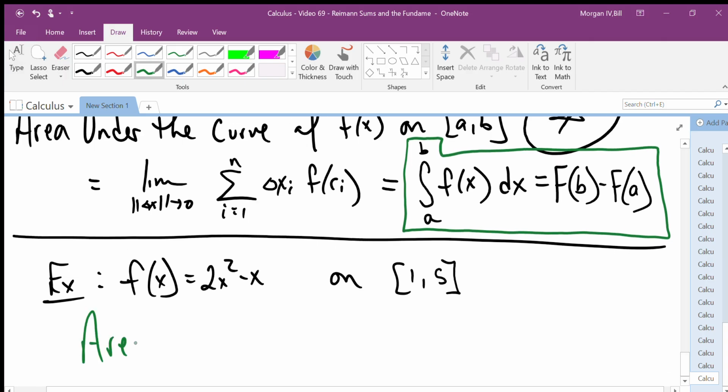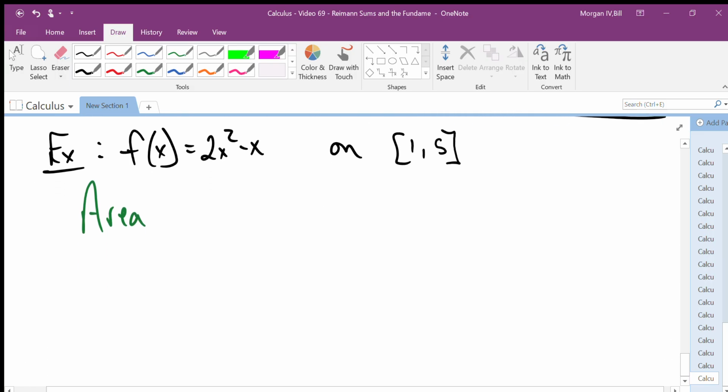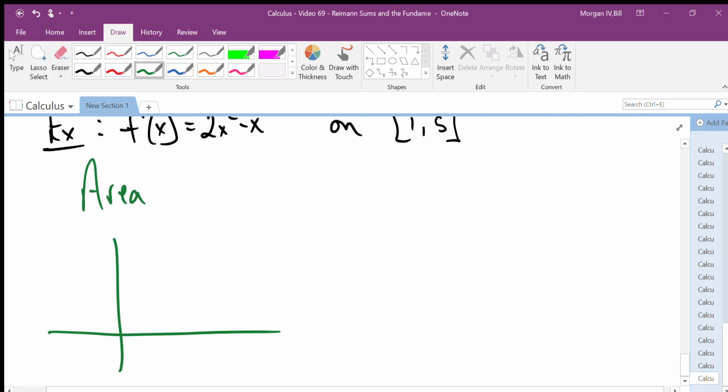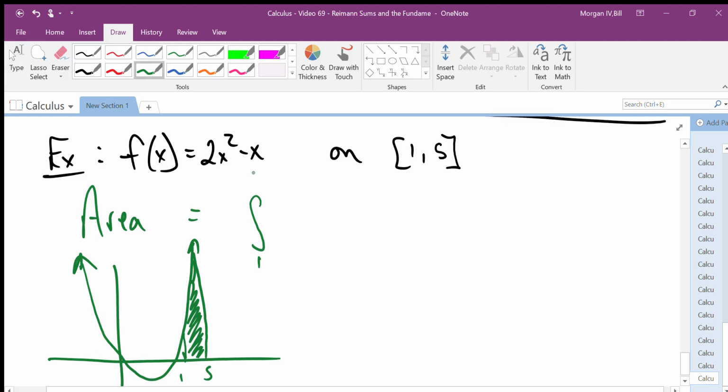In other words, the area under that curve. So the picture there, if you remember, we had this parabola, looks like that. That's not a great picture. From 1 to 5. We're looking at the area under this curve. The exact area is equal to the integral with bounds 1 to 5 of the function 2x squared minus x dx.